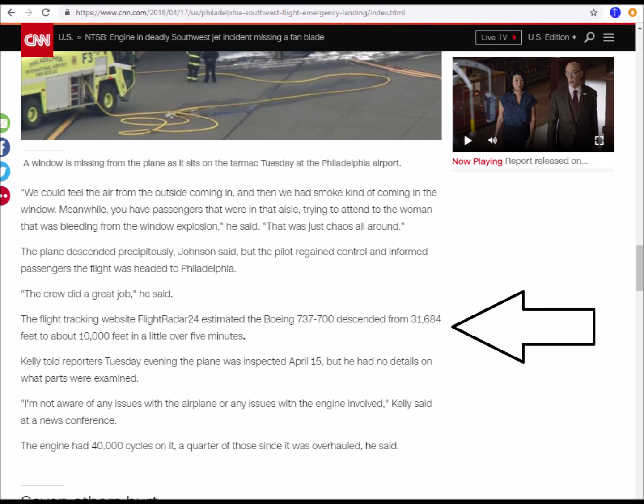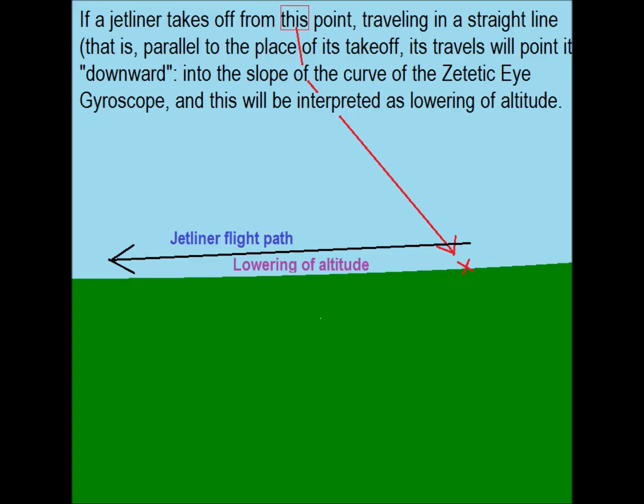Since now there is no explanation for why airplanes lose their altitude during flight other than the Zetetic Eye Gyroscope model, which involves the flat Earth plane having an embowment, so therefore the nose of the plane is always pointed slightly into the ground, and it is expected to lose altitude, as discussed in Zeteticism Volume 1 in detail.